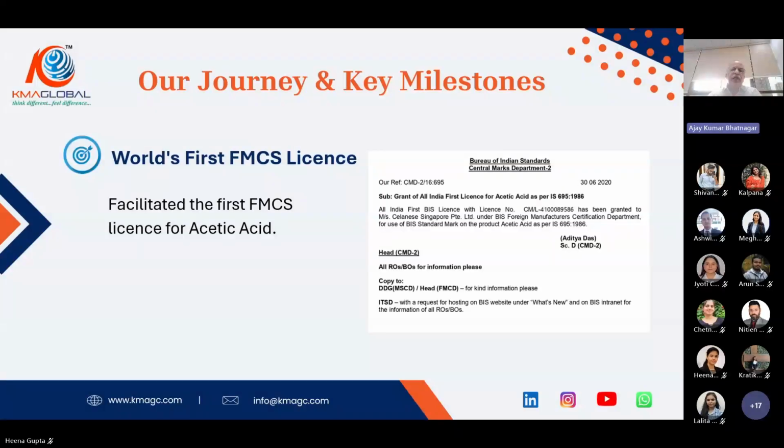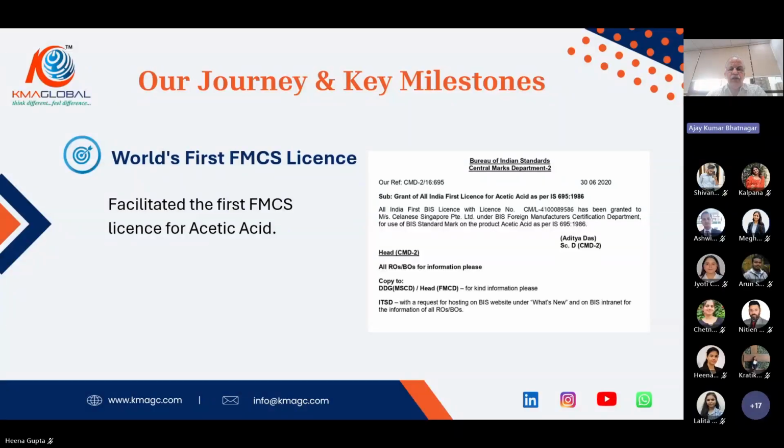The time duration normally for a foreign manufacturer is 4 to 5 months from the date of submission of application, but we ensured that the licenses are granted in a very minimum period because of our excellent and robust SOPs. I'm pleased to inform you that our minimum period for grant of license has been 3 months, which is a record.